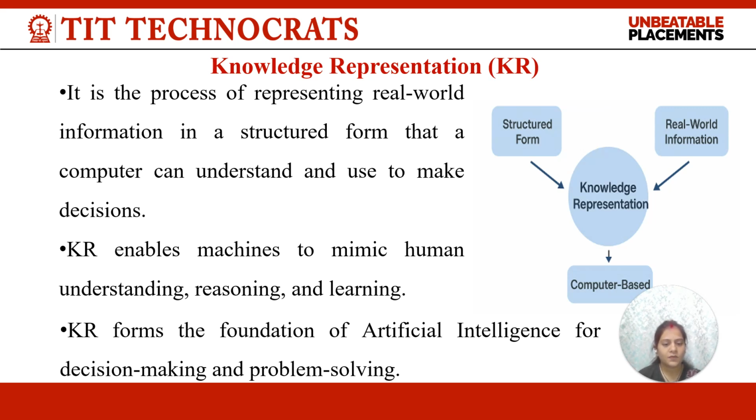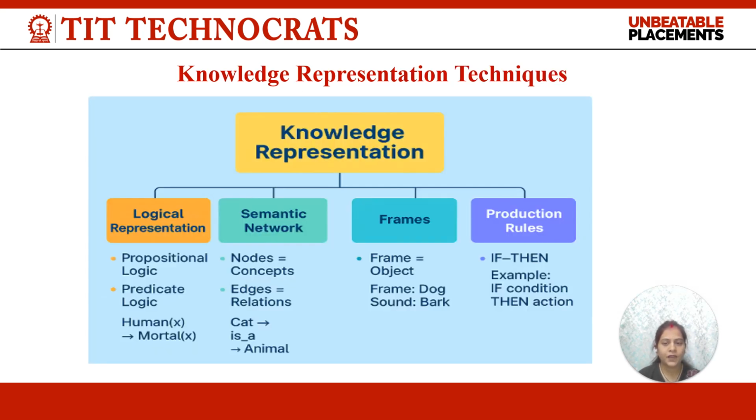So, in short, knowledge representation, that is KR, helps machines mimic human understanding, reasoning, and learning. And it forms the foundation of artificial intelligence for smart decision making and problem solving, as shown in the diagram. Now, let's discuss the different techniques used for representing knowledge. There are several popular methods as shown in the figure: logical representation, production rules, semantic networks, frames, and script. Let's understand them one by one.